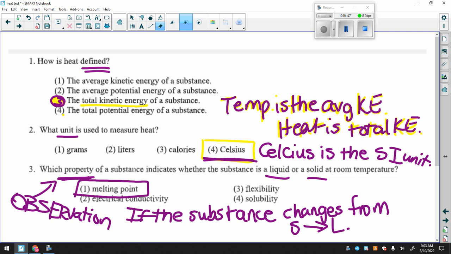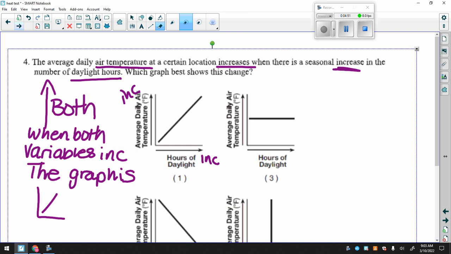And not necessarily ready because you're going to watch the video at home. Number 4. I would underline air temperature increases. I would underline daylight hours increase. They're both increasing. When two variables increase, the graph is direct. The purple is your why. Which one shows two variables increasing? Number 1. The two variables that are increasing are daylight hours and temperature.